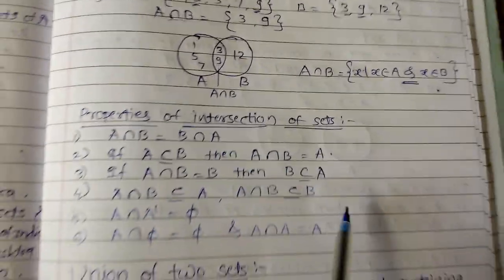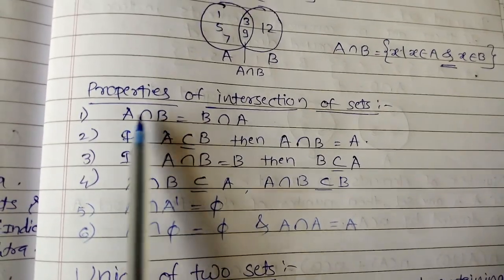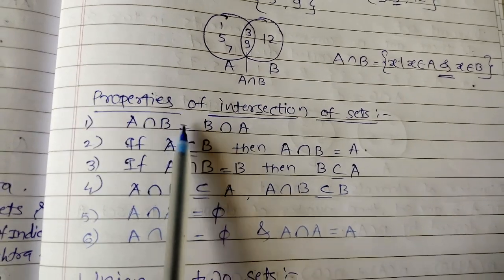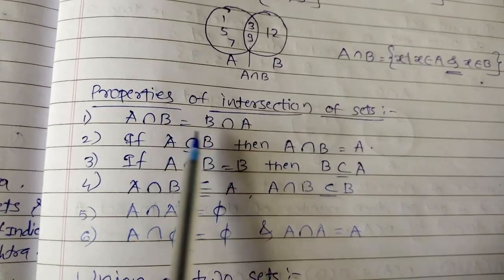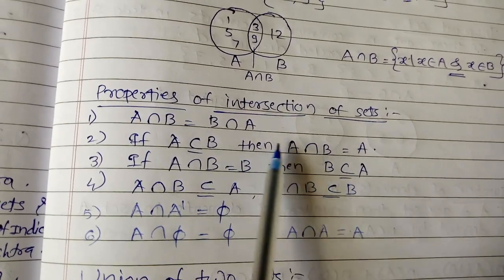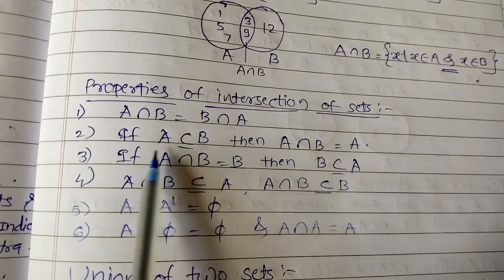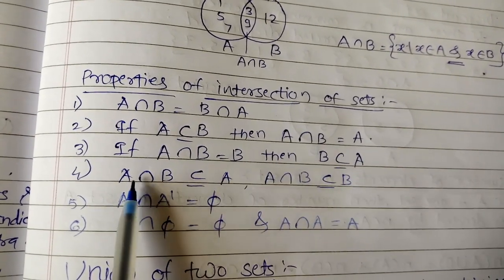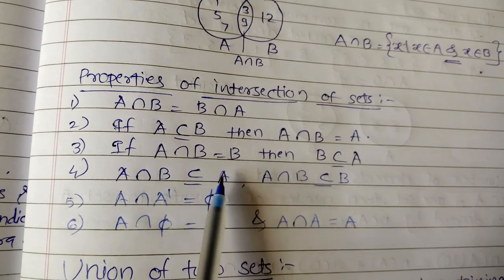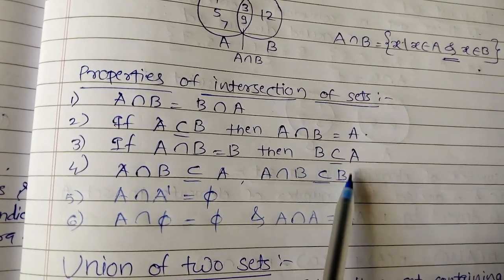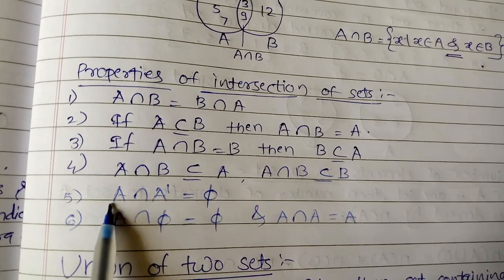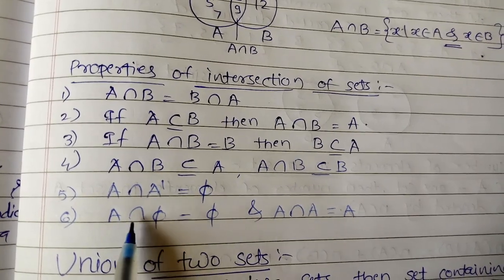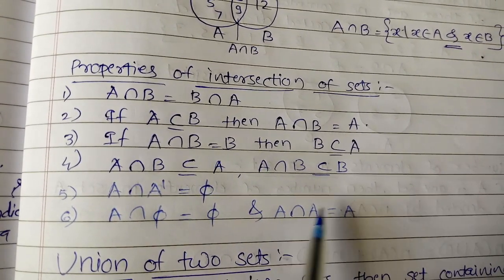Now see the properties of the intersection of the sets. A intersection B and B intersection A दोनों सेम ही रहते हैं. So we write here the equal to sign. If A is the subset of B, A के सब elements B में है, then A intersection B is A. If A intersection B is B, then B is the subset of A. A intersection B is the subset of A, and A intersection B is the subset of B. If we take the intersection of A and A complement, then there is no common element, so it is phi. A intersection phi is phi and A intersection A is A.